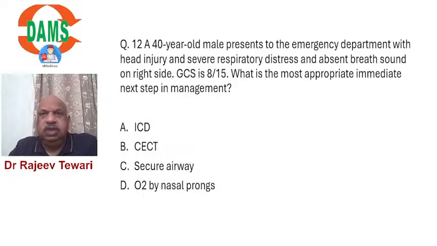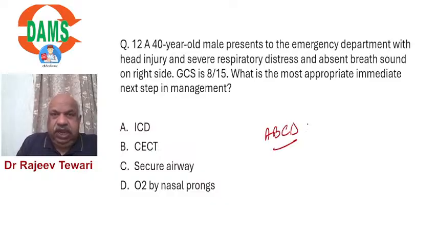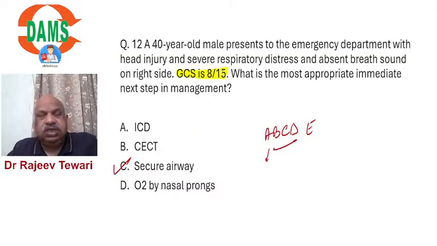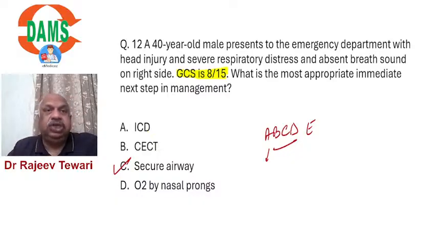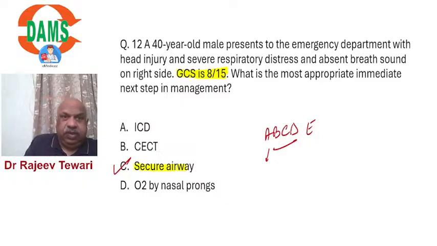A 40-year-old male presents to emergency department with head injury and severe respiratory distress with absent breath sound on the right side. See, A, B, C, D and exposure. Airway, breathing, circulation. You always follow the triage protocol of ATLS guideline. Airway, breathing, circulation, disability, exposure. So airway security is the first step, and this we have discussed many times. Whenever GCS is 8 or below, the first step should be intubation. ICD I will do after securing airway. Had it been tension pneumothorax, then one can put a needle in the 5th intercostal space first of all to relieve the tension, then intubate. But the word tension is not used. So best is secure airway. That's the first step, airway.